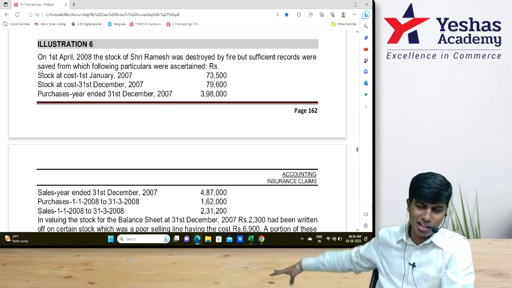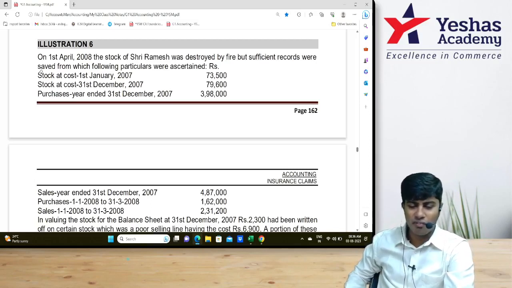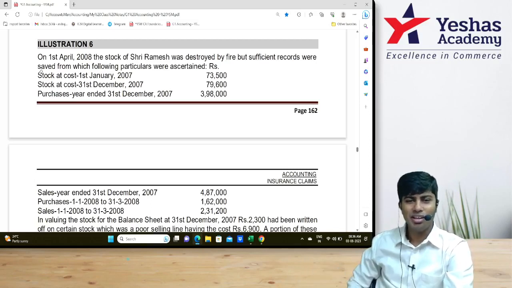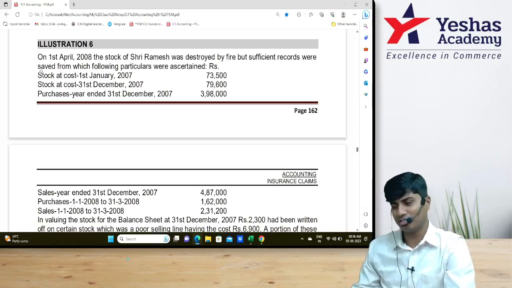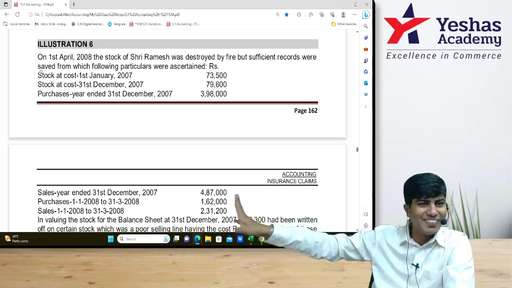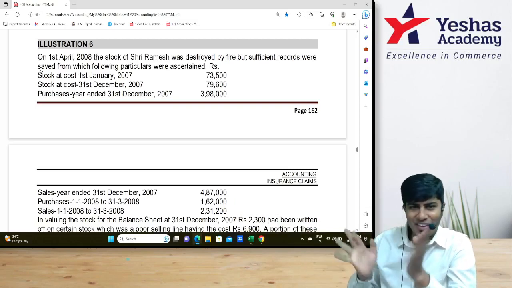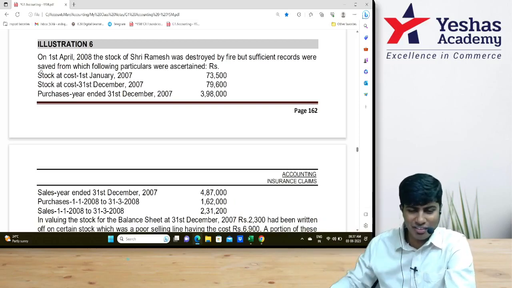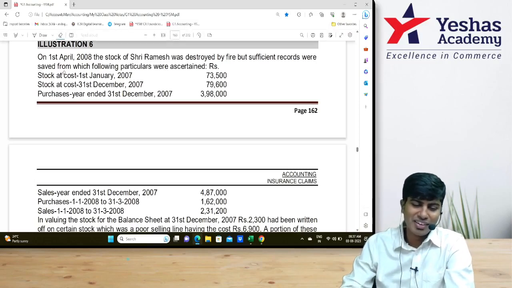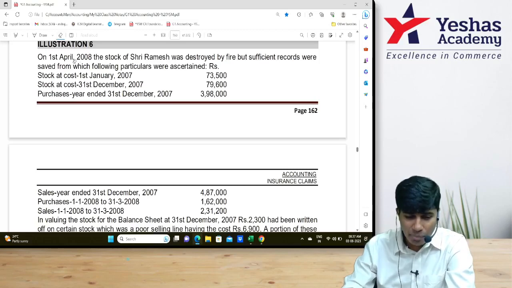1st of April 2008, the stock of Sri Ramesh was destroyed by fire, but sufficient records were saved. So this guy is a smart guy. Even though he had to save between stock and records, he saved records. He's a good accountant. Records are what we should save. Stock is not our headache. So, from the records saved, the following particulars were ascertained. What is it? When is the fire happening?